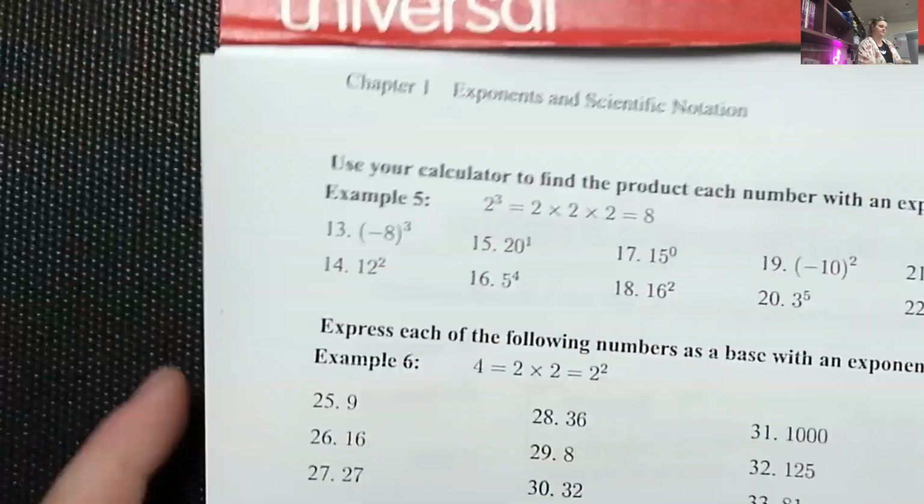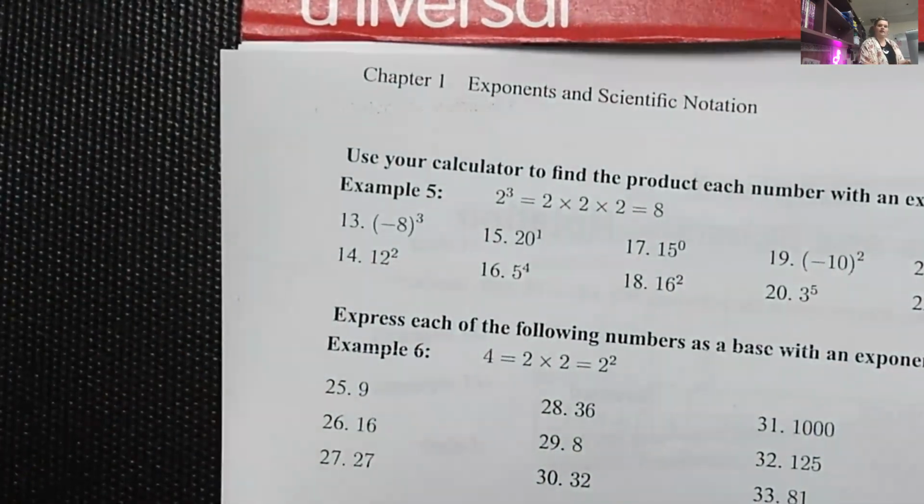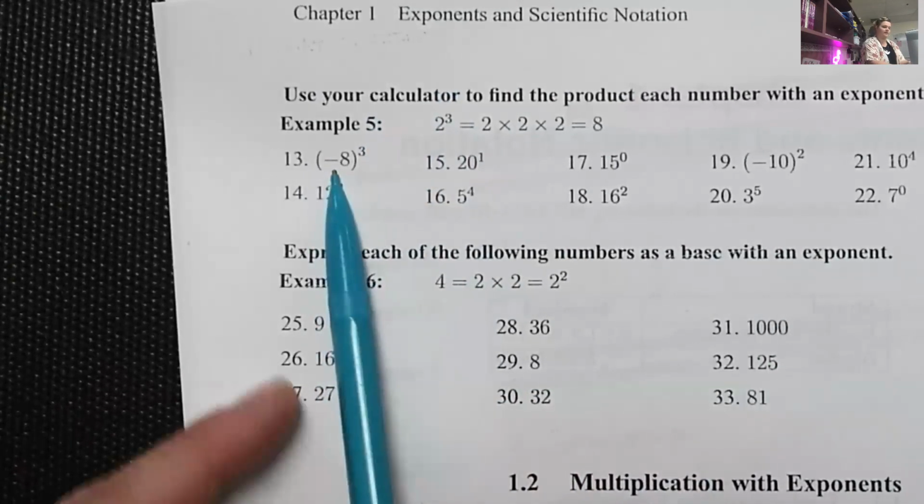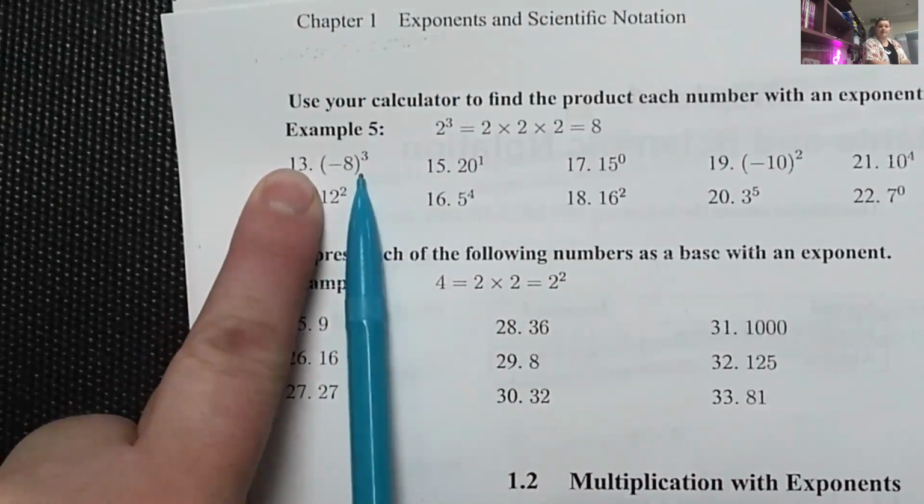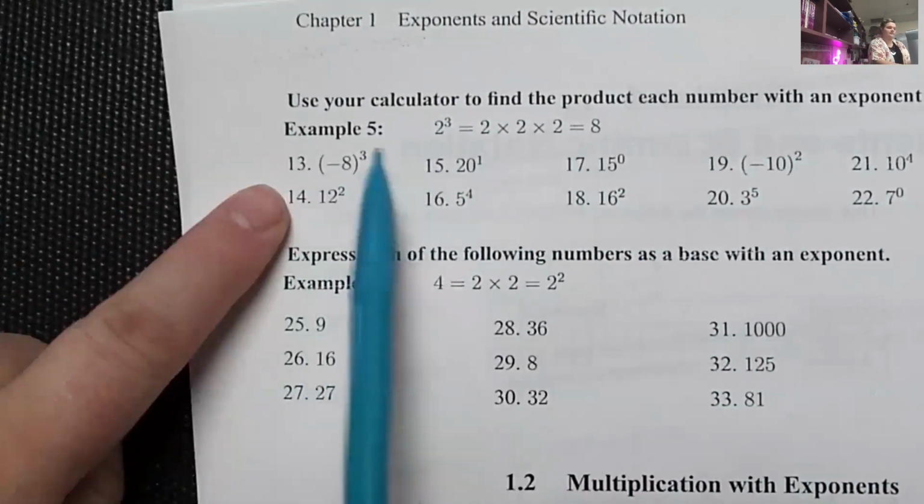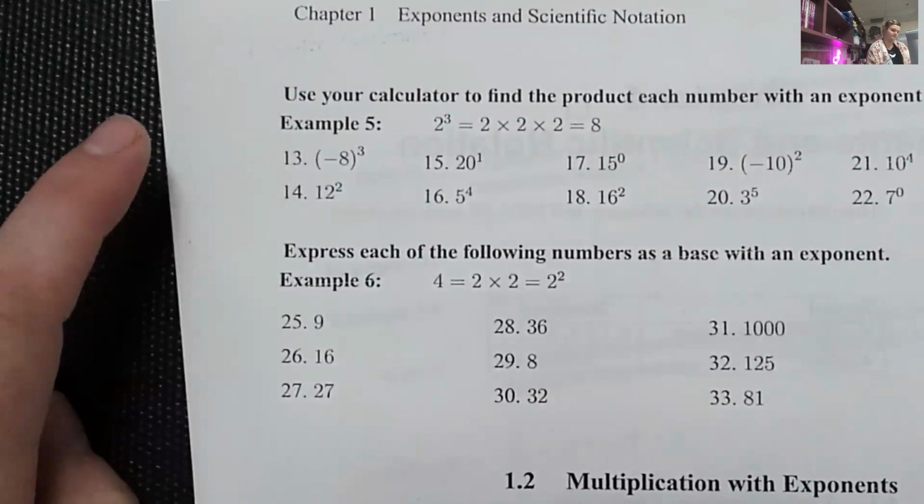So 1-1 should be very quick and easy to do. Okay, and then it goes on to the back side and it just says use a calculator. So go ahead and use a calculator. When it's written in parentheses, that matters. So that's saying a -8 times a -8 times a -8. Okay, so a negative times a negative is positive, times another negative is a negative. So that's going to affect your signs.